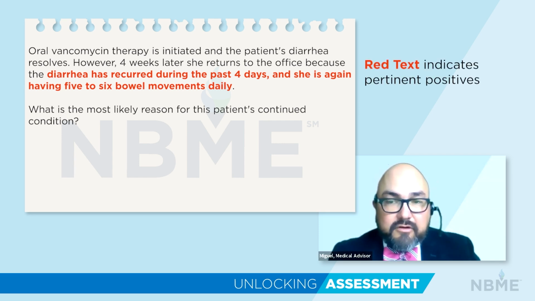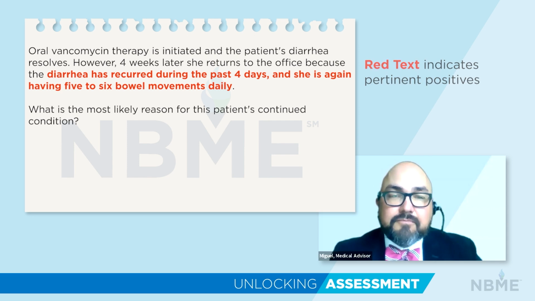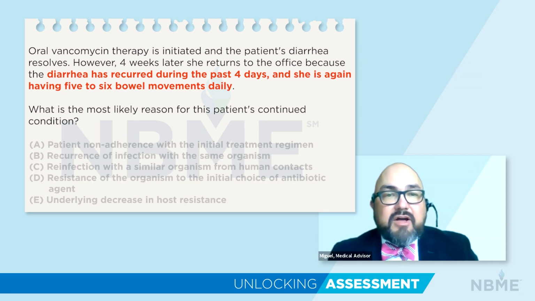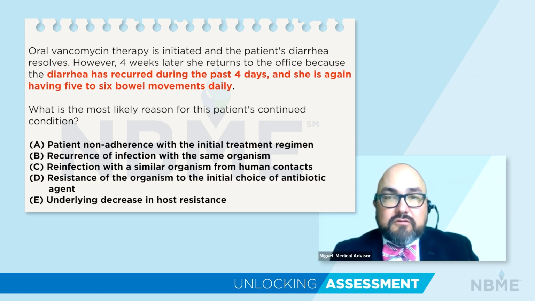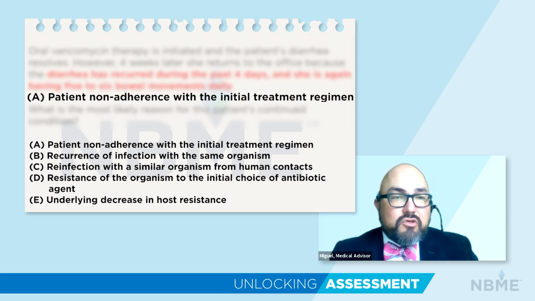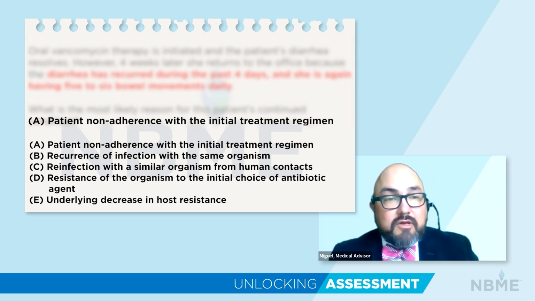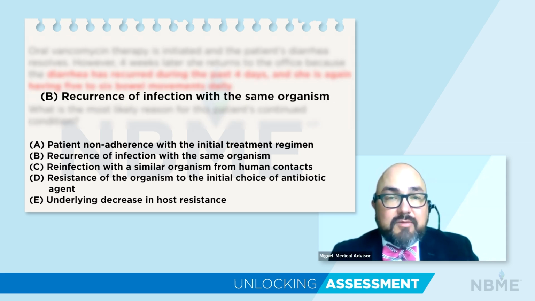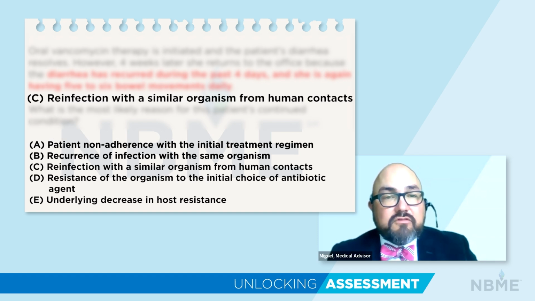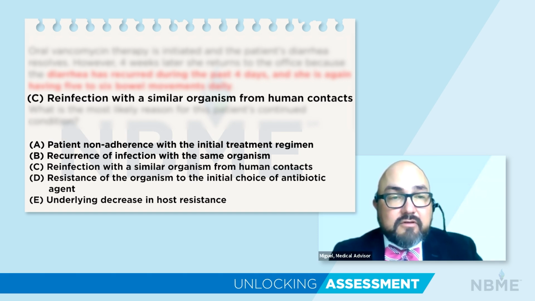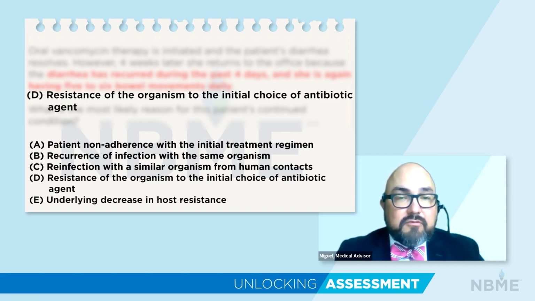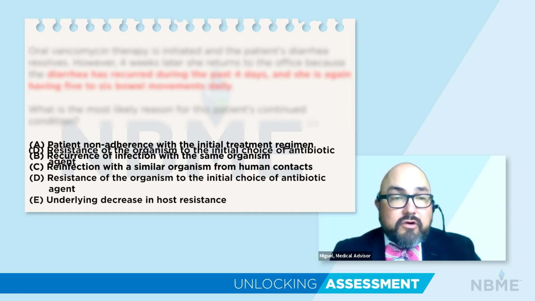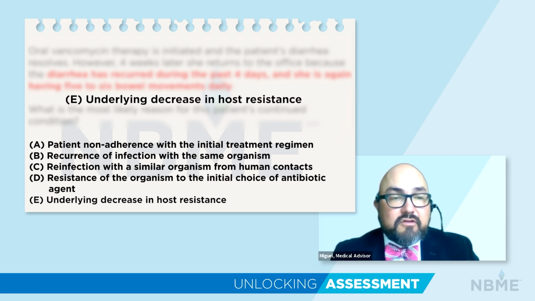And obviously the recurrence in the past 4 days and continued diarrhea. So which of the following is the most likely reason for the patient's continued condition? A, patient non-adherence with the initial treatment regimen. B, recurrence of infection with the same organism. C, reinfection with a similar organism from human contacts. D, resistance of the organism to the initial choice of antibiotic agent. Or E, underlying decrease in host resistance.